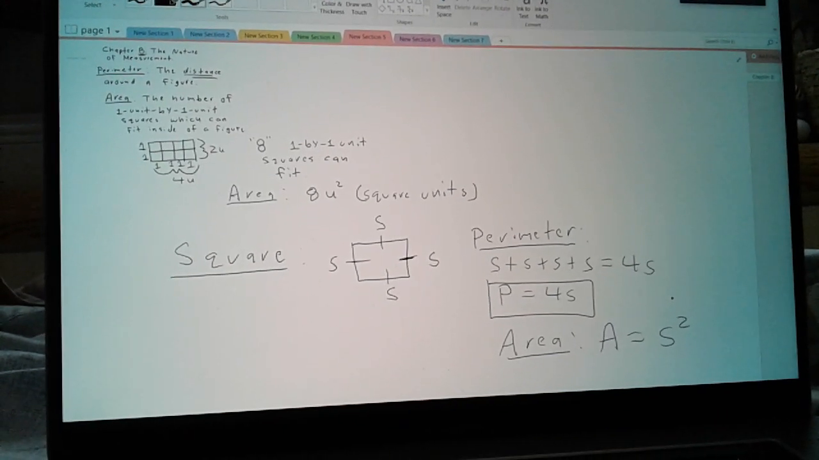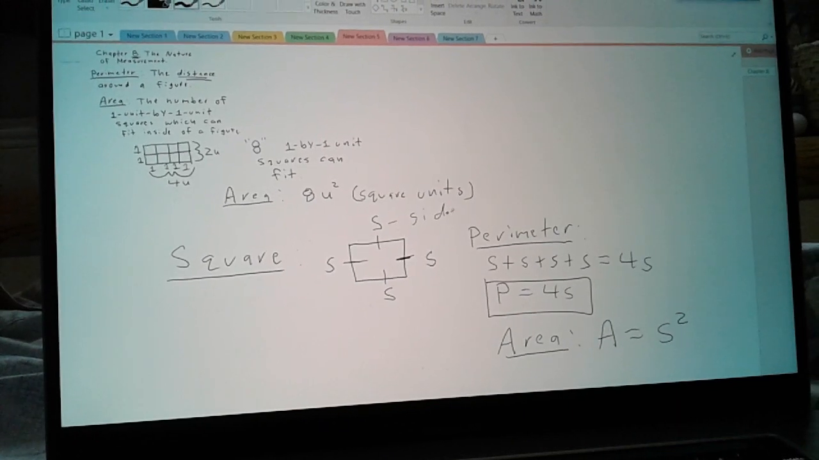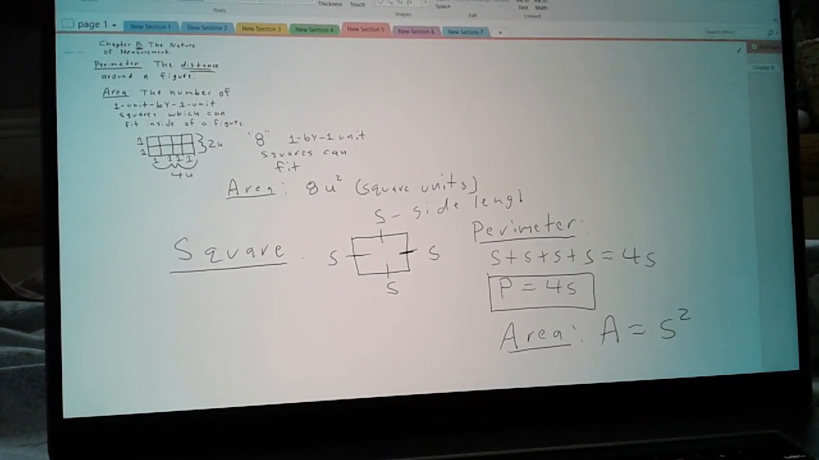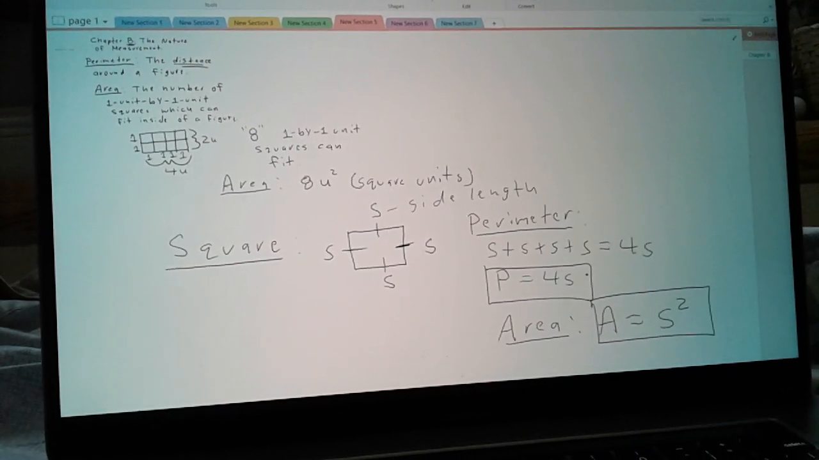So the area of a square is just taking the side length and squaring it. So we call that a side length here, S. So A equals S squared is the formula for the area of a square.